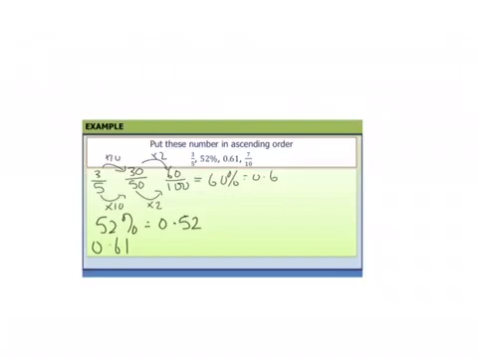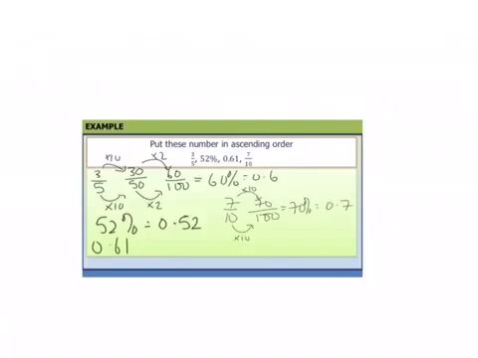and then the final one to do is 7/10. So we've got the fraction 7 over 10, and I want to convert it into a decimal or a percentage, so I want to make the denominator 100. Well, that's nice and easy. So I'm going to times the numerator and denominator by 10. So I've got 70 over 100. That's 70%, which is 0.7.